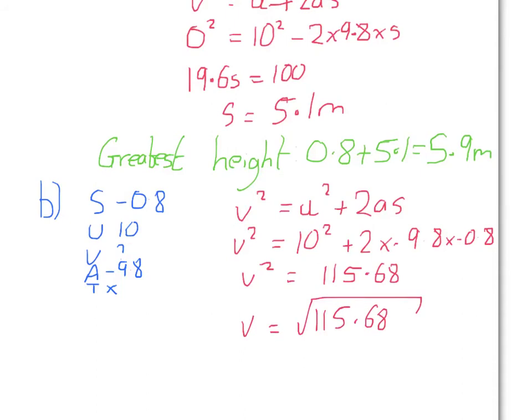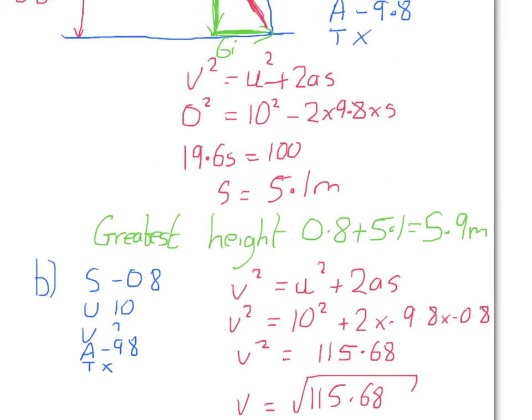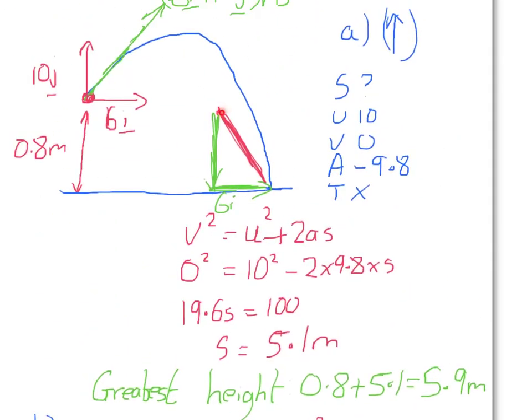So v is equal to the square root of 115.68. What that value has told us is that this section here, the vertical component, is the square root of 115.68. But what we want to know is the speed in the direction that it's travelling as it hits the ground. So now we've got these two parts, we can use Pythagoras' theorem, because it's a right angled triangle, to find the speed of the particle as it hits the ground.